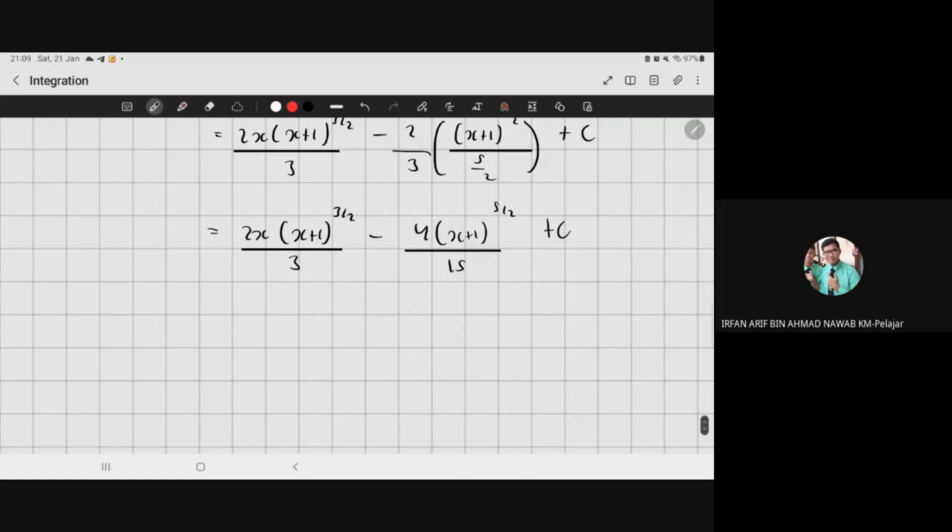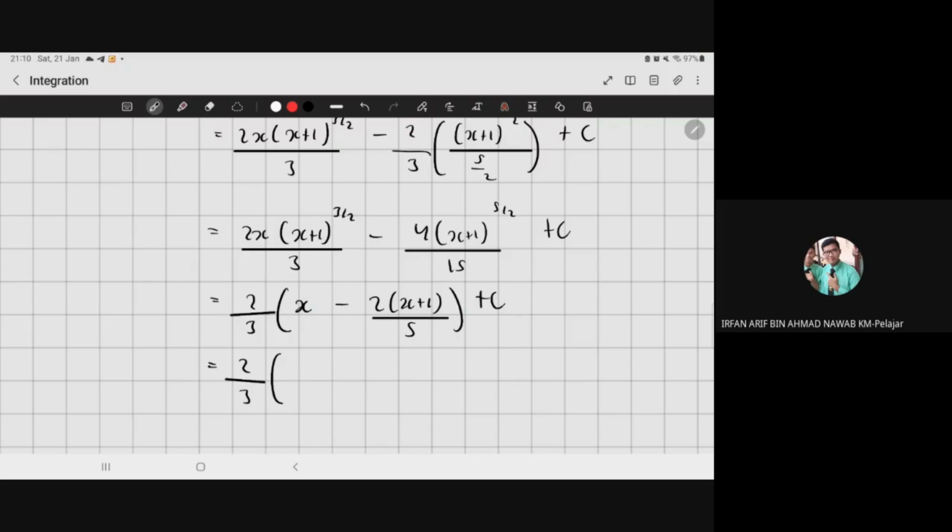Now I want to factorize the common terms. So from here we could see that x plus 1 to the power of 3 over 2 is the common term for both terms. So when you factorize this, 2 over 3, also 2 over 3 are also the common terms. So now you will have x and then minus with 2 times x plus 1 over 5, if I am not mistaken. Okay. From here, you can simplify it to become a single term.